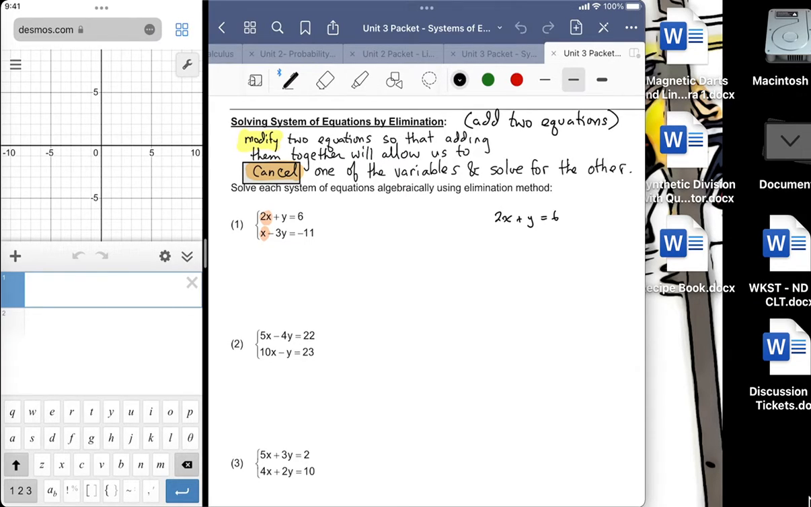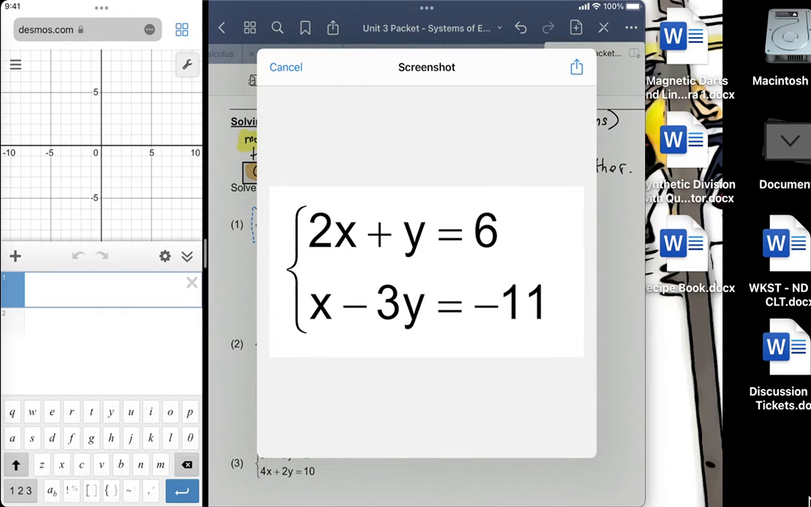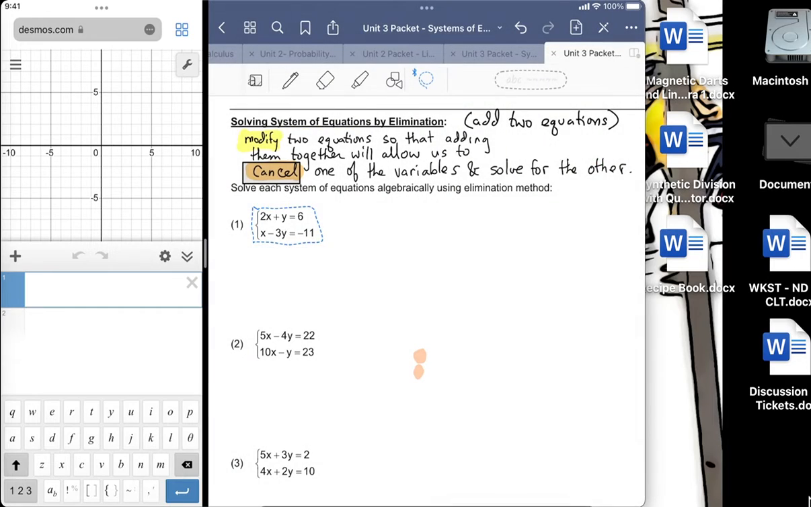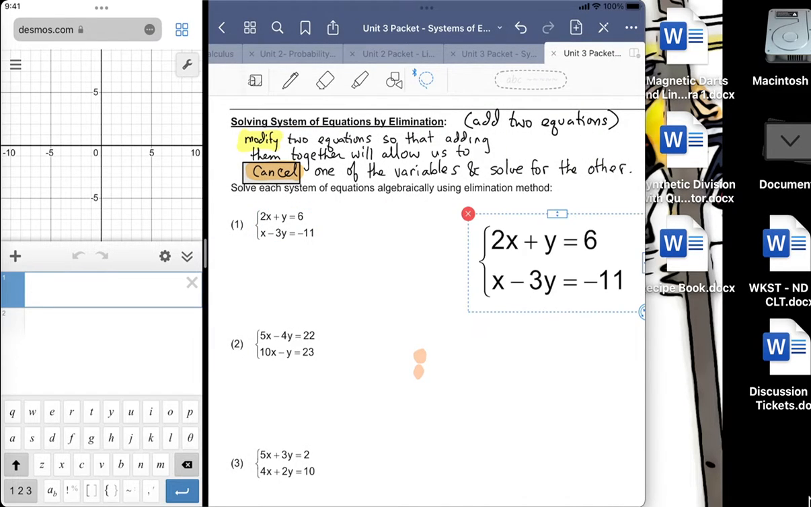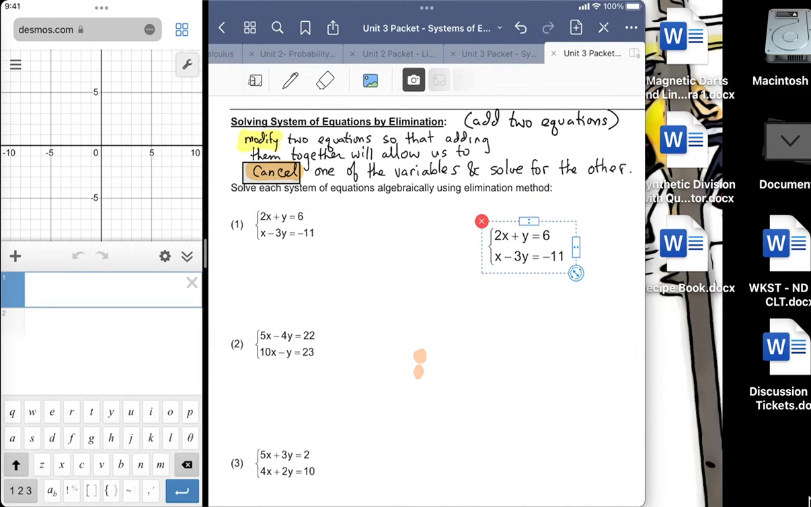I'm going to actually, you know what? I'll do a copy paste just so it looks a little bit more professional. Take a screenshot, copy, paste. So I'll show you both ways.